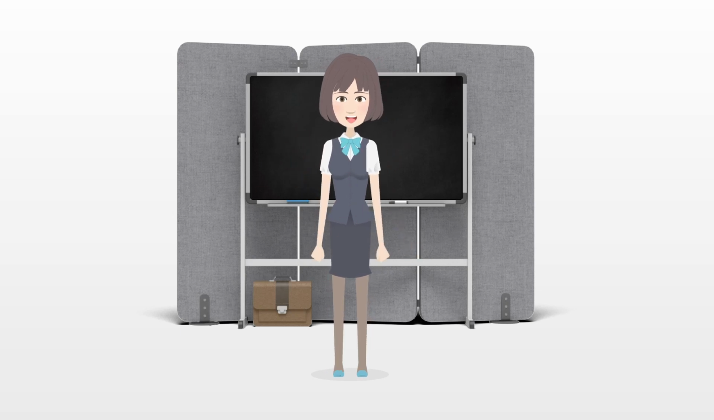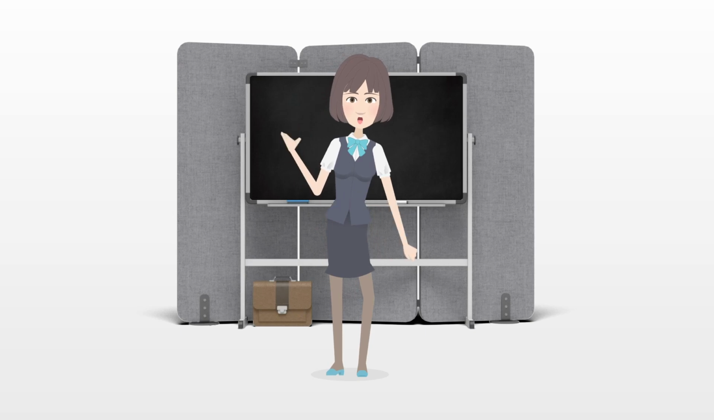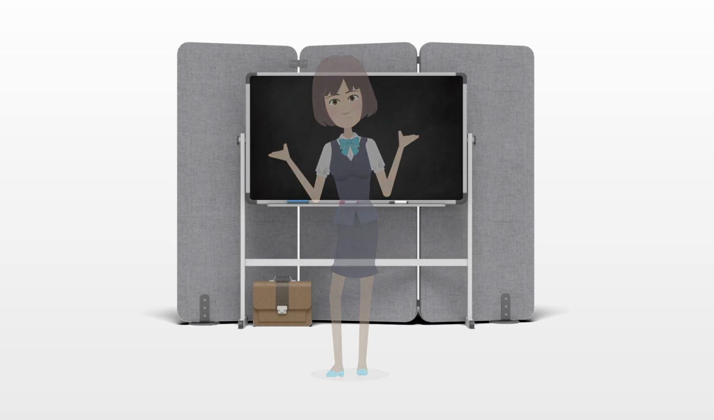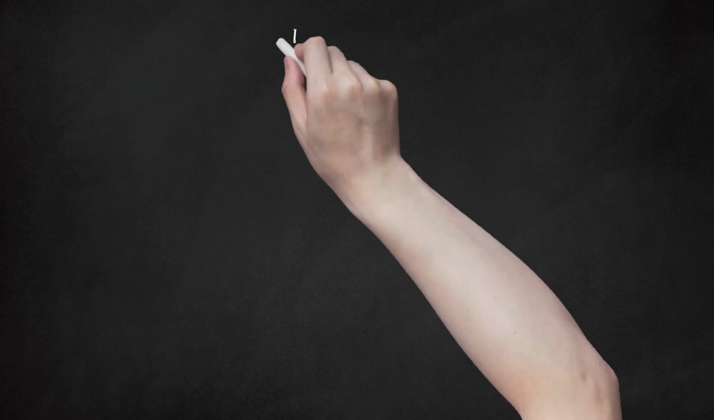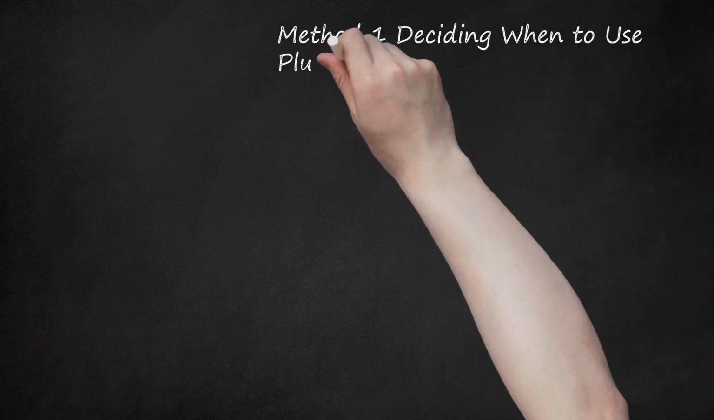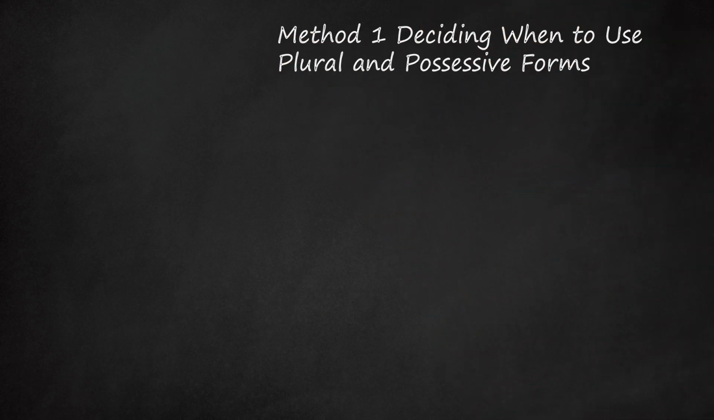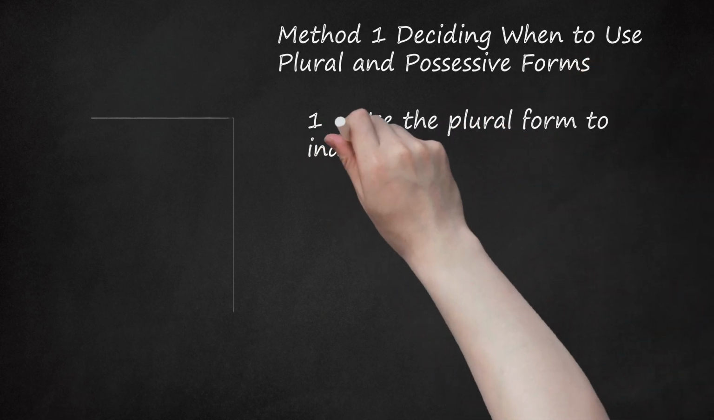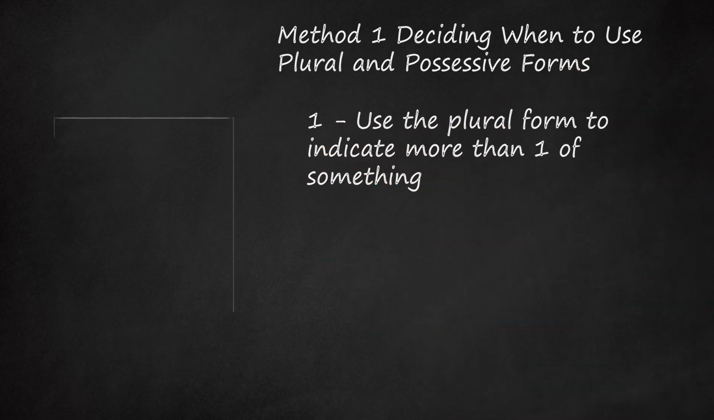Still others are unsure when to use s and when to use es to indicate the plural form of a word. Method 1. Deciding when to use plural and possessive forms. 1. Use the plural form to indicate more than one of something.